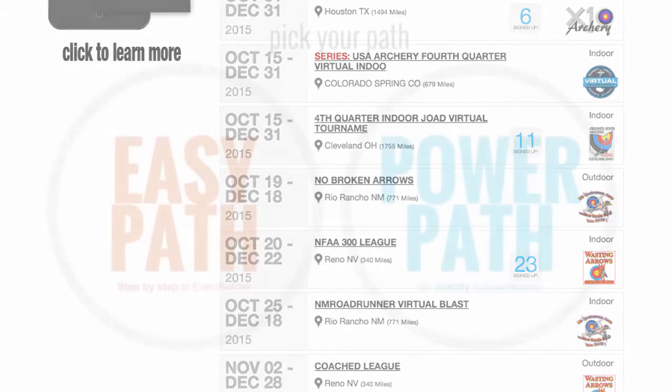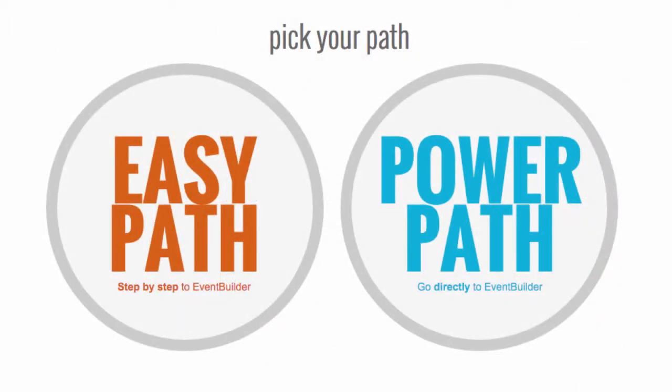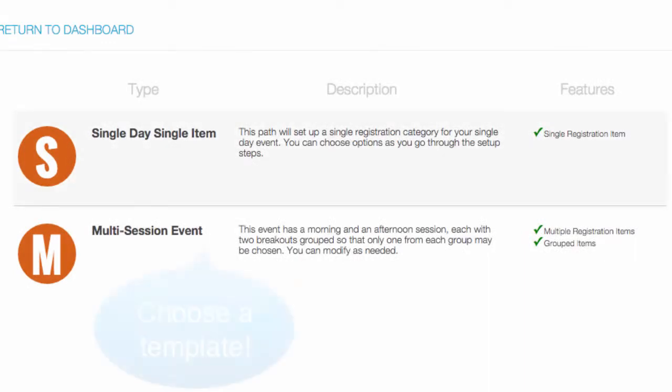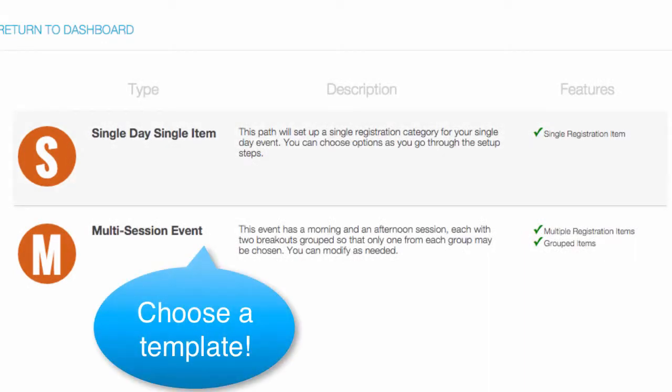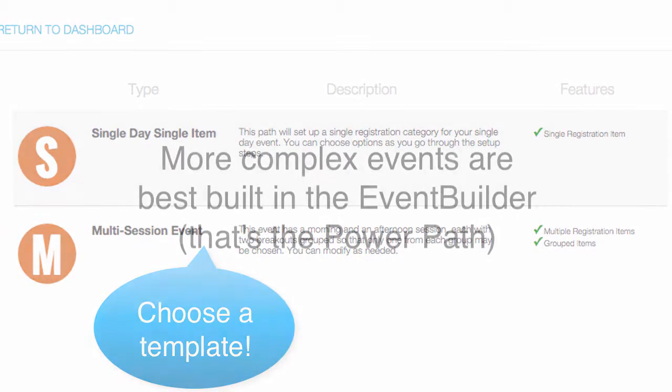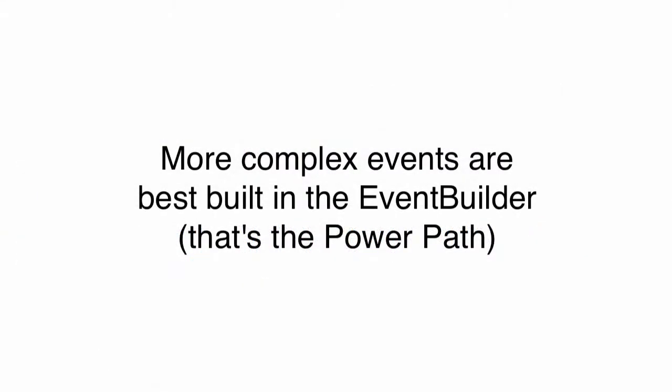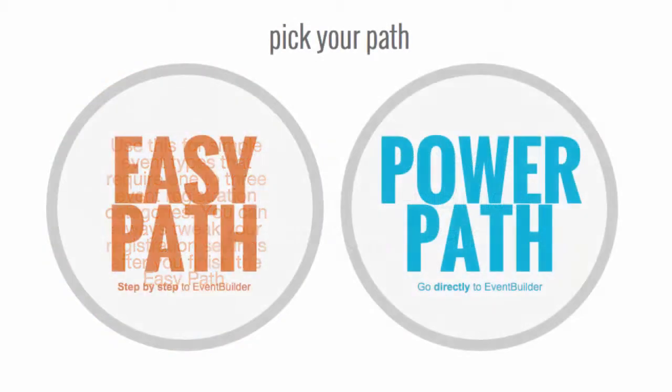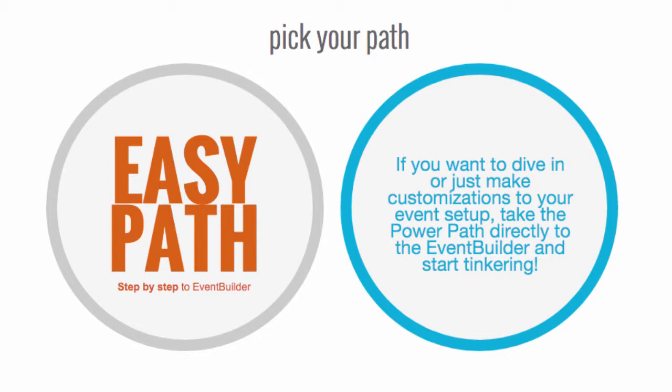When creating an event, you can dive right into the event builder, or you can use the easy path and let EventSquid guide you through the process. The easy path templates can get you up and running very quickly. On the other hand, if the display or business rules of your event require anything beyond a simple pay-to-attend event, you may wish to go directly to the event builder by clicking the Power Path circle.